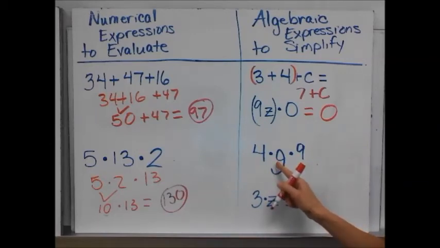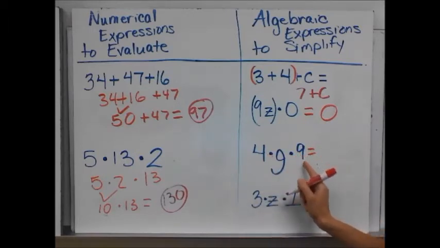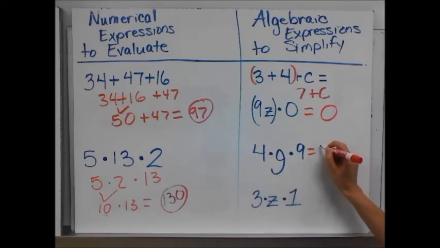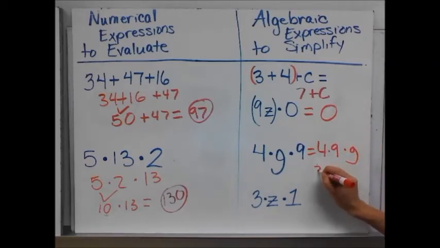And here I have 4 times g times 9. And I'm just going to switch the order here, use commutative property, and say 4 times 9 times g. Because 4 times 9, I know, is 36. And 36 times g is just 36g.